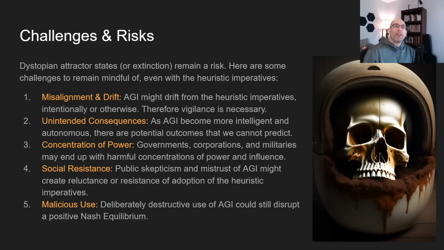Now, I know I've painted a very rosy picture, as well as presented some challenges. There are still a few challenges remaining that we need to address. One of those is misalignment and drift. Even with the heuristic imperatives, there might still be drift or misalignment, intentionally or otherwise. It could be that there are flaws in the implementation, the code, or maybe someone breaks them or says, hey, I'm going to do an experiment by deleting one of the heuristic imperatives.